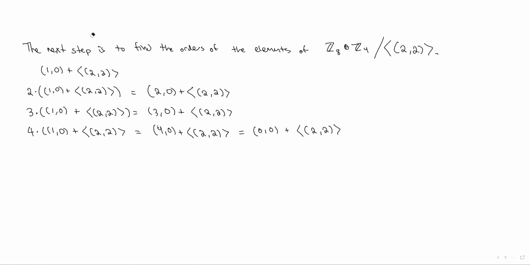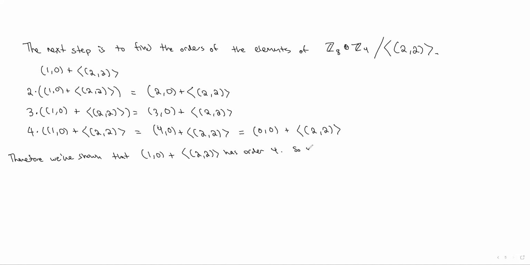So therefore, we've shown that (1,0) + <(2,2)> has order 4. And actually, if you recall, in a cyclic group, you can figure out the orders of all the elements. And so all these other elements I've listed, they belong to the cyclic subgroup generated by (1,0). So we know the orders of all of them.